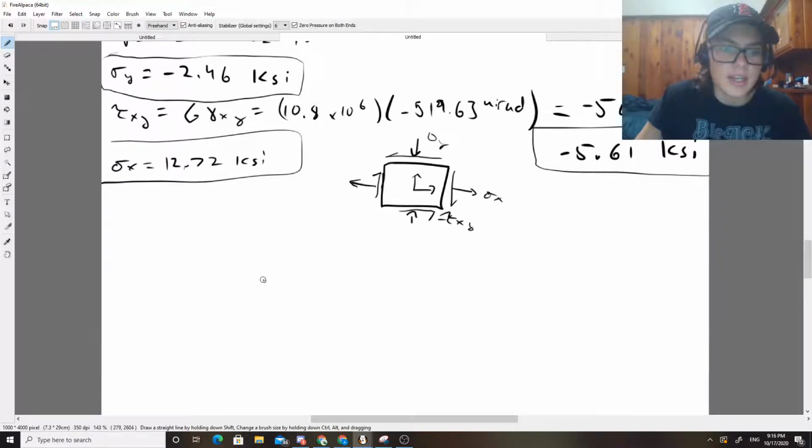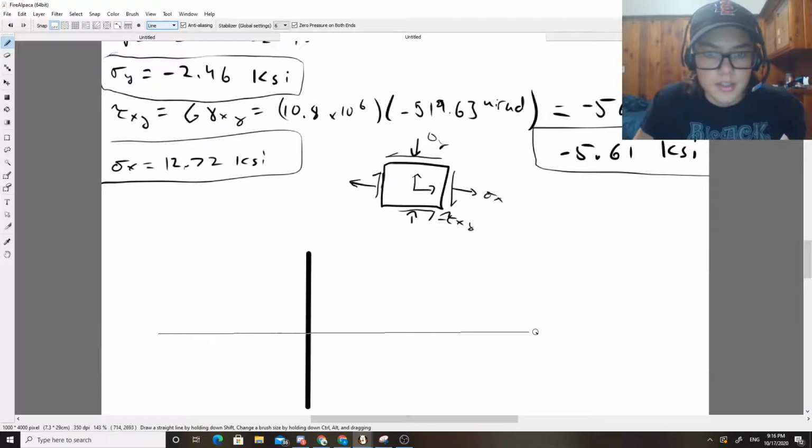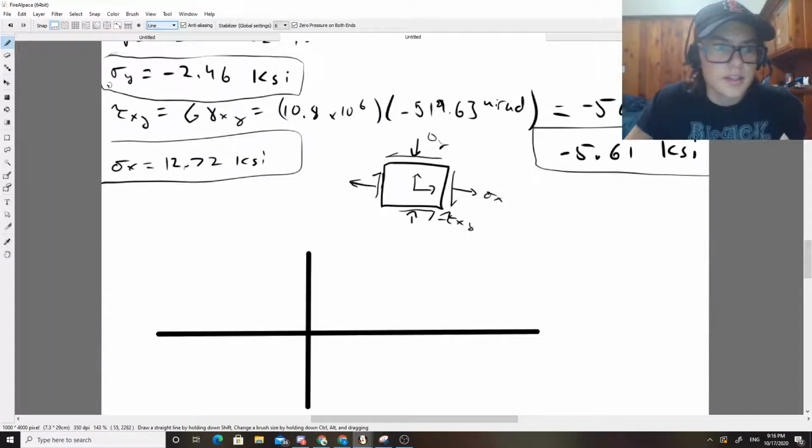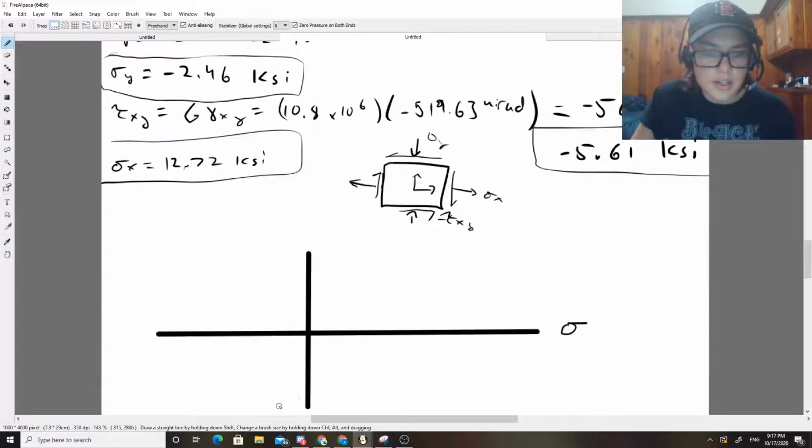The cool thing about using this program is I can kind of cheat. I'll use a line to make our little coordinate plane. Then the first thing we're going to do is decide which way our axes are going. I'm going to put positive stresses over here and positive shear stresses this way.